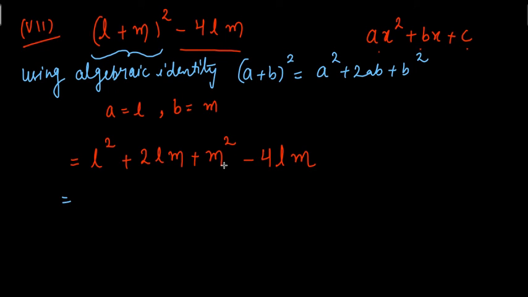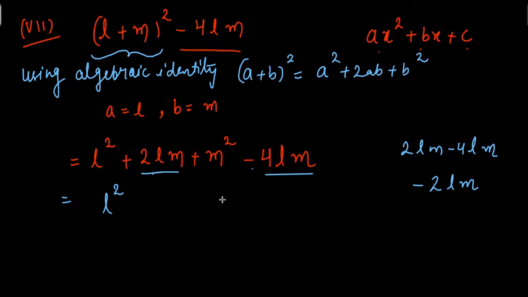If you see L square and m square as it is, these two are like terms because they have the same variables. I can solve it further. So it becomes L square, 2lm minus 4lm. Opposite signs are subtracted, so you get 2lm and the sign of the bigger number. So you get a minus 2lm. Now the last term is as it is.